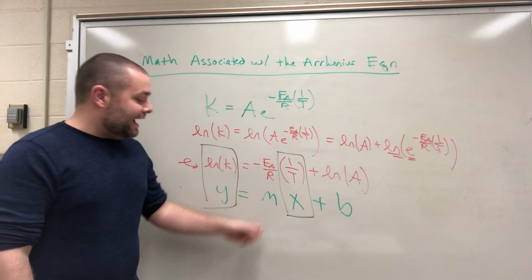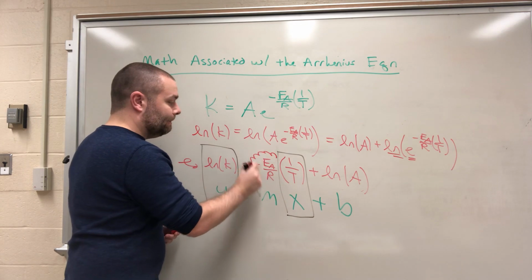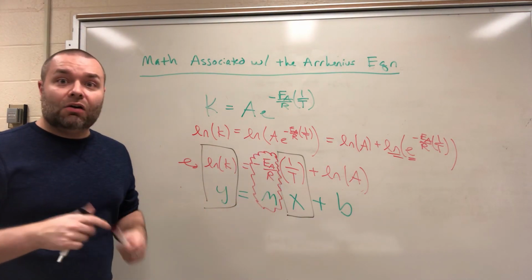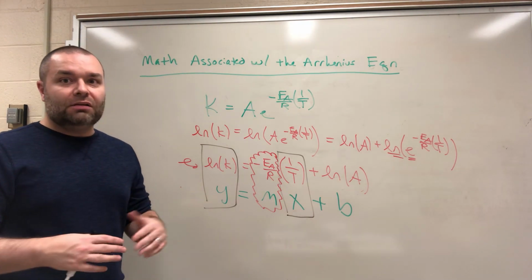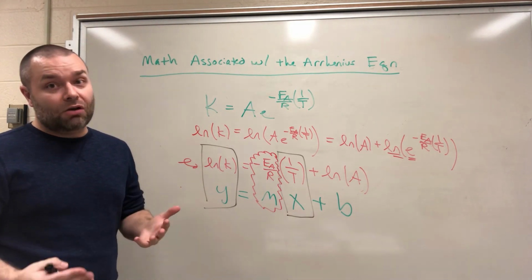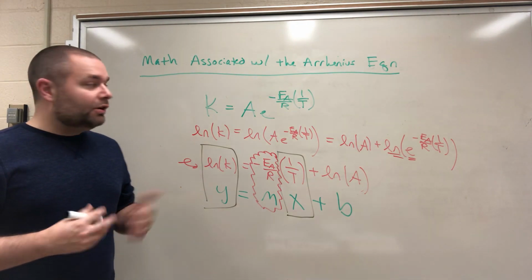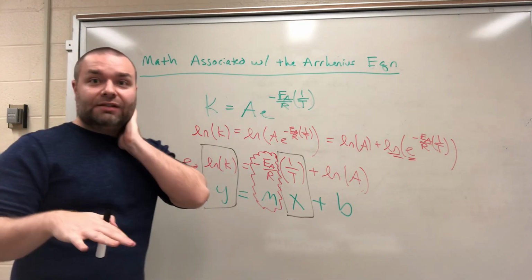And that line has, importantly, as the slope, minus E sub a over R. And minus E sub a over R, okay, R is known. All right, so if I can get my slope, I can get to E sub a, right? Real important idea.